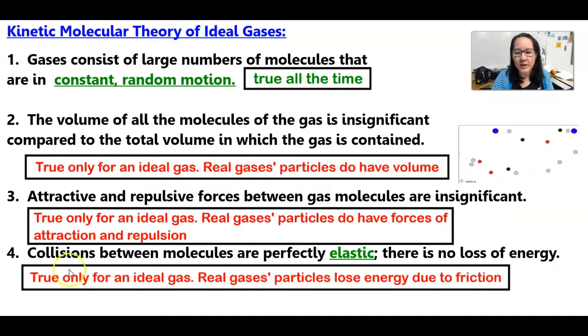And number 4 is only true for an ideal gas. Real gas particles do lose energy due to friction, but all 3 of these things that are red and in boxes are considered negligible in general, which is why we tend to just follow these rules and consider all gases in an ideal state.